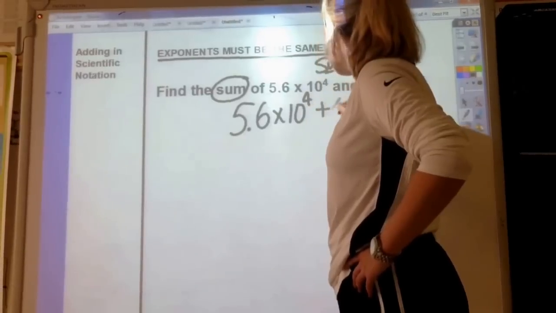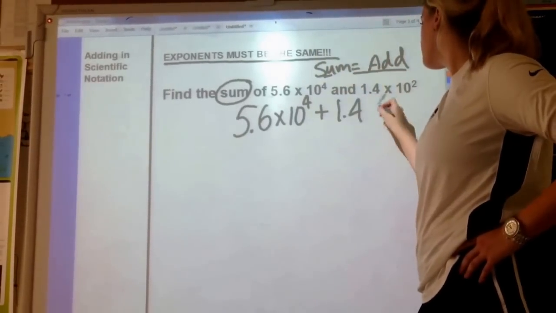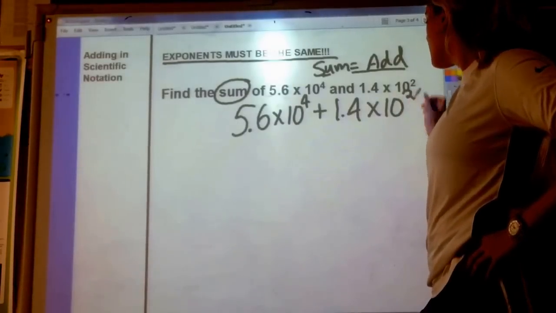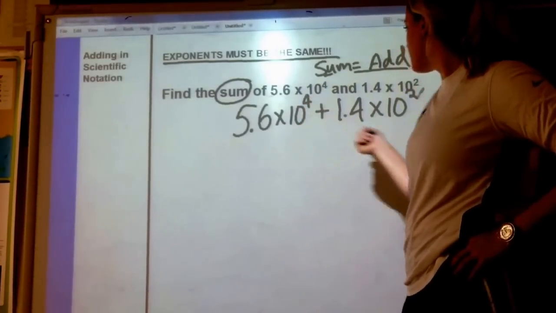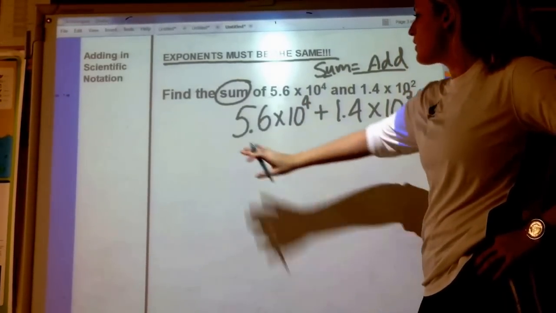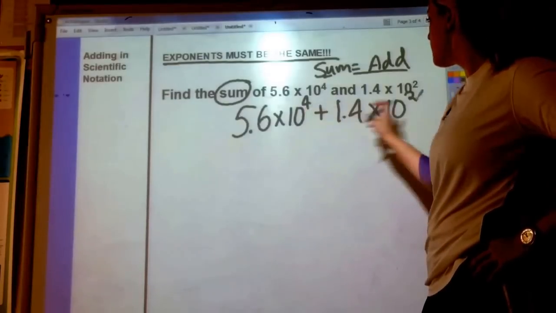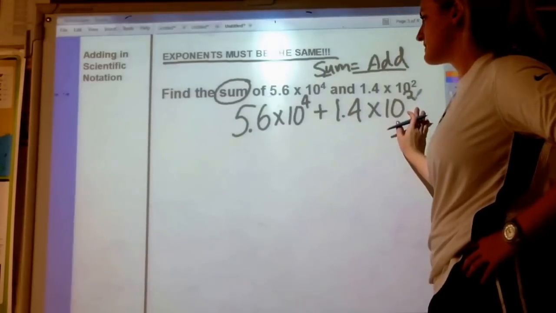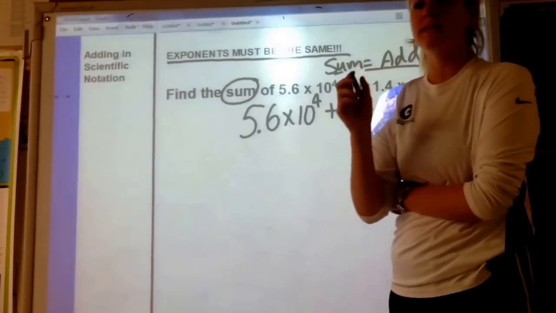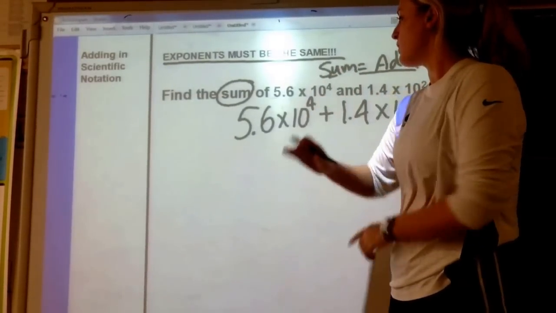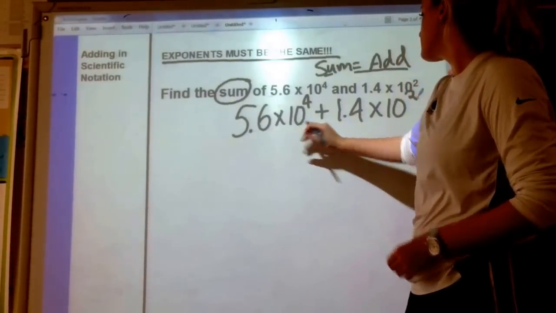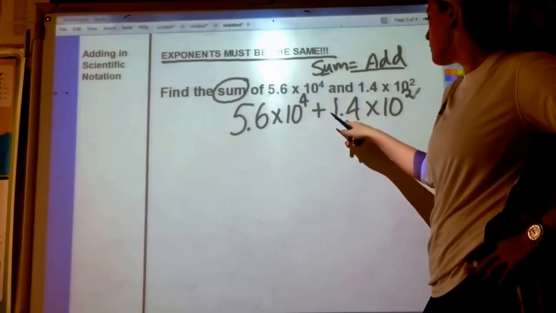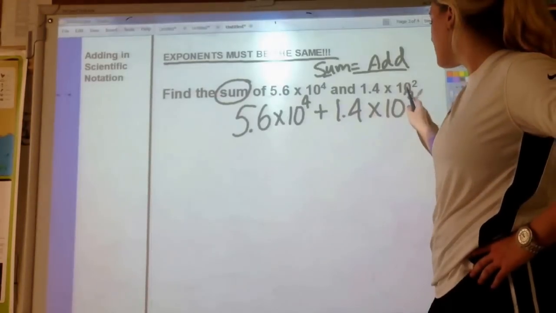So I'm going to go ahead and write it out. My pen is your pen. All right, I can't add these yet because my coefficients are in the same form, but my exponents are not the same. So I can't add my coefficients until I get my exponents the same. So I know that I always keep the one with the larger exponent. So we're going to keep 5.6. But I need to change 1.4 so I can add to my exponent.